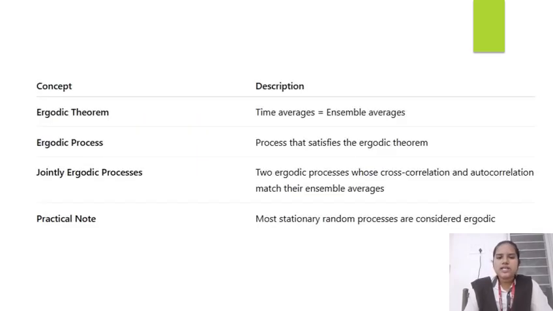Here we see some brief explanation about the ergodic theorem and ergodic processes. The ergodic theorem means time average is equal to ensemble average. An ergodic process is a process that satisfies the ergodic theorem. Jointly ergodic processes means two ergodic processes whose cross correlation and autocorrelation match their ensemble averages. Here is one practical note: most stationary random processes are considered ergodic.